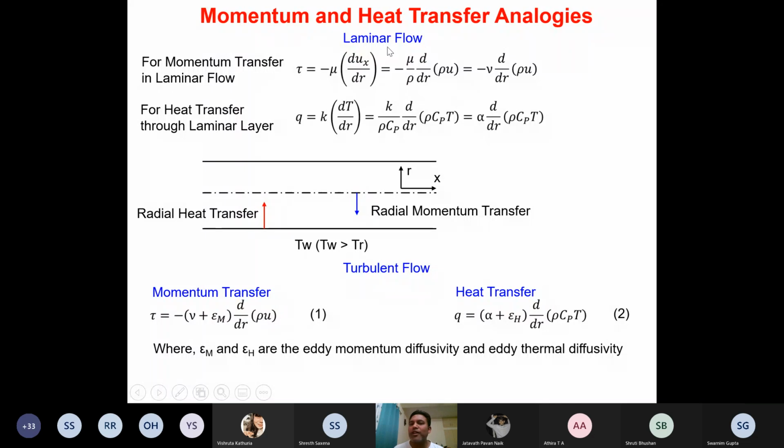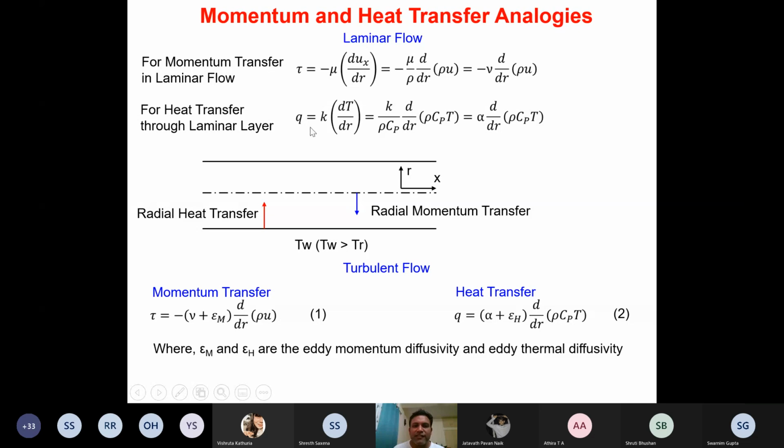Again, we can rearrange this equation and write it in terms of kinematic viscosity. We divide this equation by rho, so that becomes minus mu by rho d by dr, and the rho is multiplied inside the differential. So that becomes d by dr of rho u. This equation can then be written as minus nu d by dr of rho u, where nu is nothing but the kinematic viscosity.